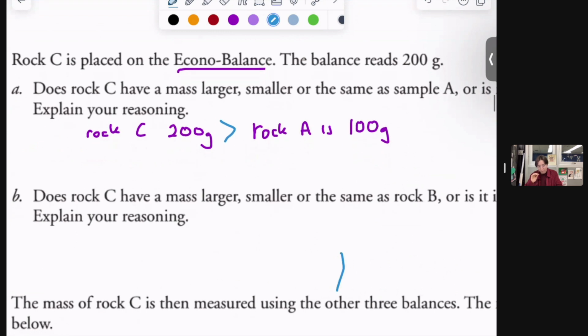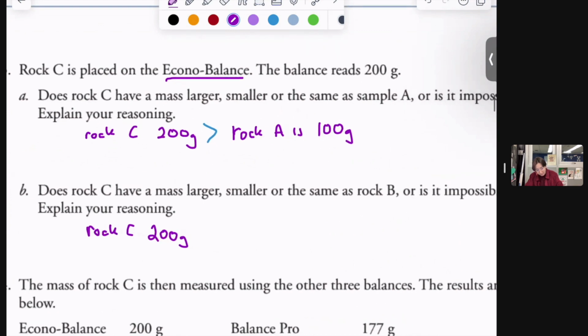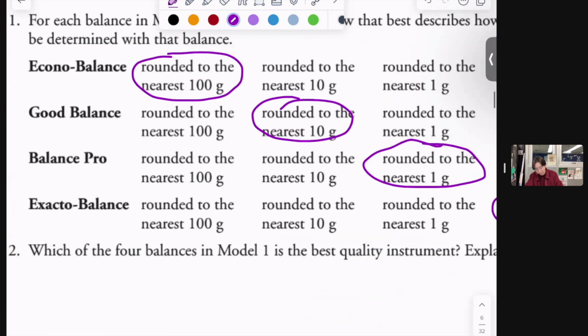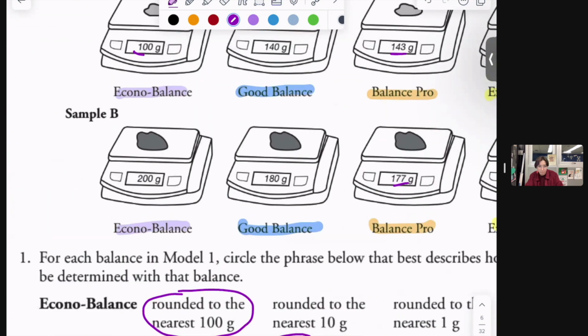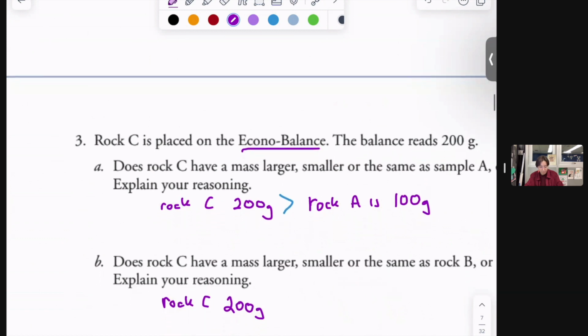Okay, let's think about this. So again, same situation. I have rock C, and I'm getting a reading that it's 200 grams, and I want to compare it to rock B. Can I tell which one is smaller or larger, or are they the same? So think about it to yourself for a second. Write your own answer if you'd like.